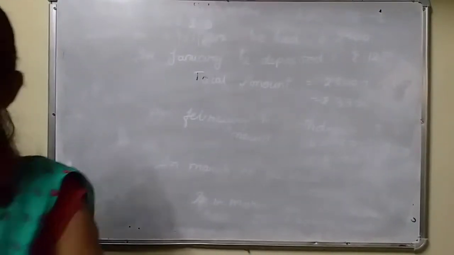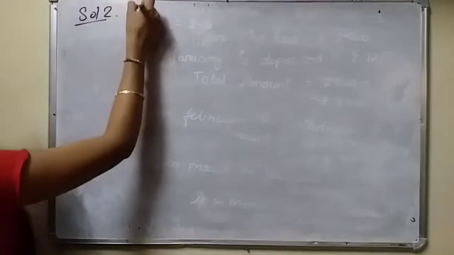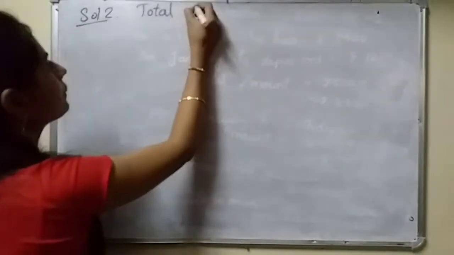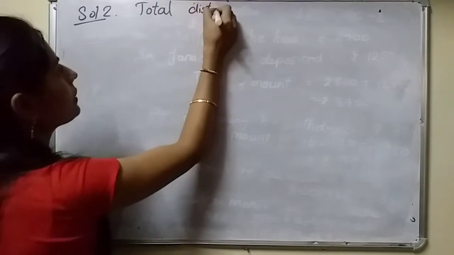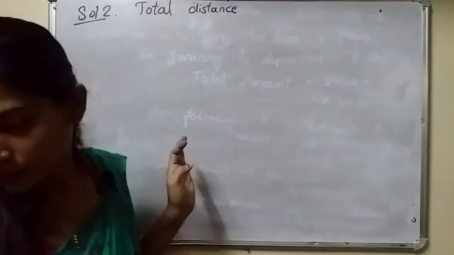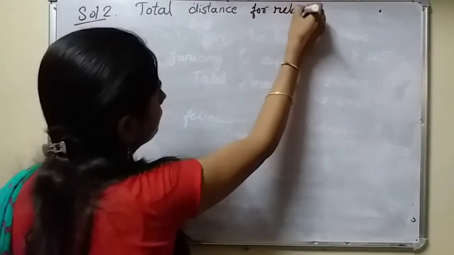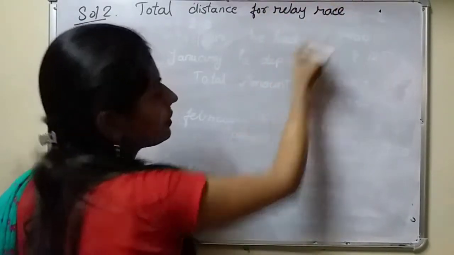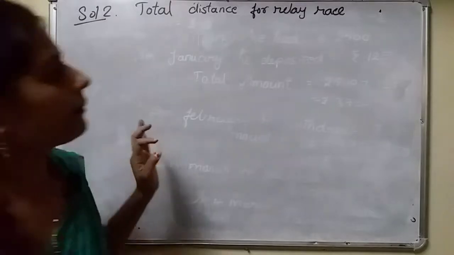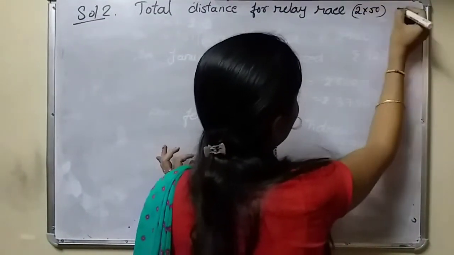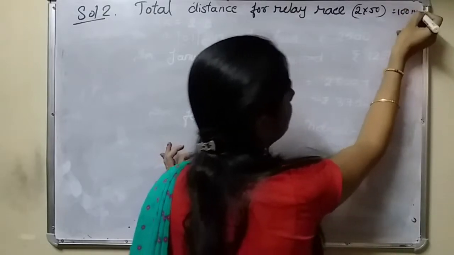Now see, solution number 2. What is the total distance of the relay race? Total distance for the relay race, that is 2 into 50, that is 100 meters. 2 into 50 is equal to 100 meters.